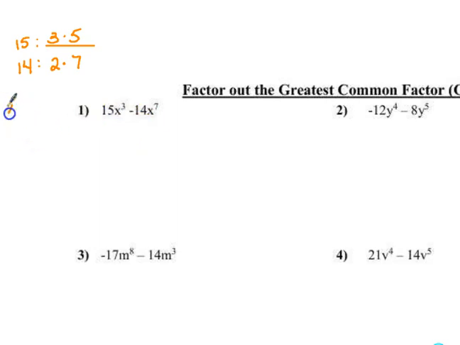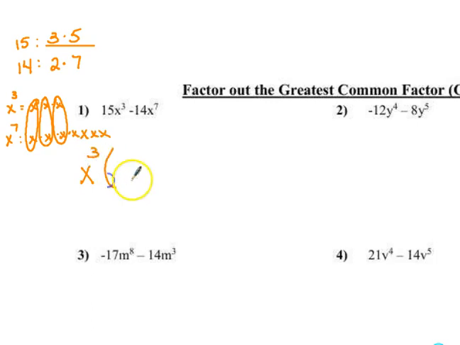Now I look at the x's. Well, if I have x to the 3rd and x to the 7th, remember this is x times x times x. X to the 7th is x times x times x times x, 5, 6, 7 of them, right? Well, how many are in common? 1, 2, 3. So in other words, our greatest common factor is going to be x to the 3rd.